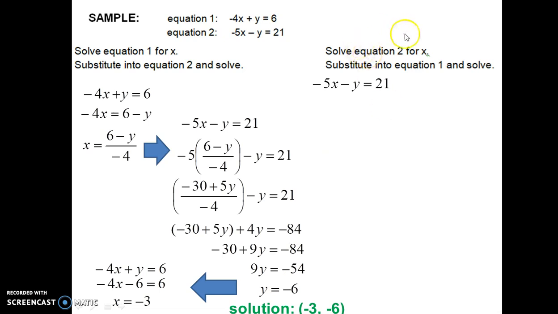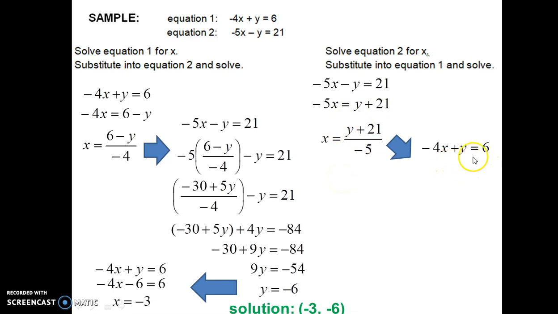And finally, let's try it one last way. Solve equation 2 for x. So this equation will be solved for x. Here's equation 2. We've already solved it for y before. Now we're going to solve it for x. First, I move the y over to there. Now I'm going to divide by -5 to get rid of this 5 here. So x equals this divided by -5. So now I have this fraction, which I can substitute for x in the other equation.